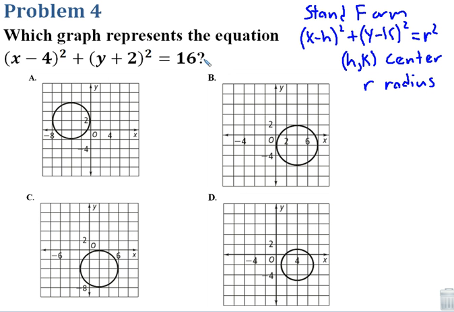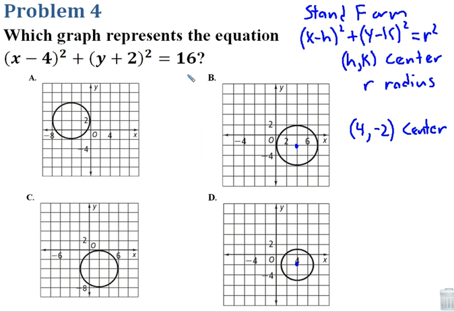Okay, so we should be able to pull the center and the radius away from this equation here. Okay, so for our equation we have x minus 4, meaning that 4 is going to be the x-coordinate of our center. And y plus 2, that means that negative 2 is going to be the y-coordinate. Okay, so we want to find the circle centered at 4, negative 2. Okay, that looks like it's this one here, or possibly this one.